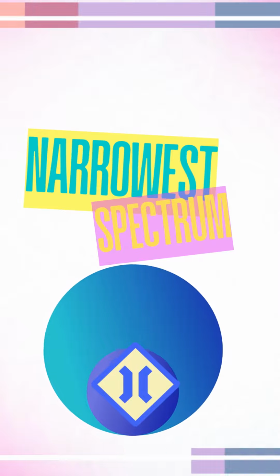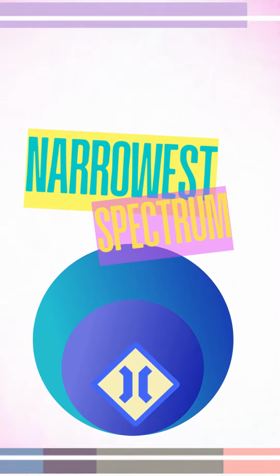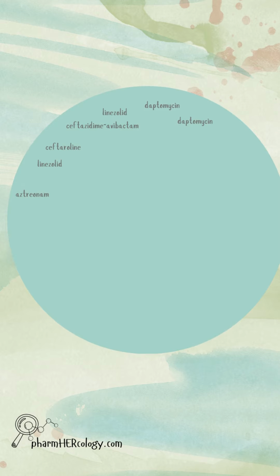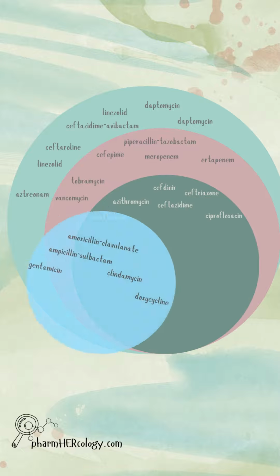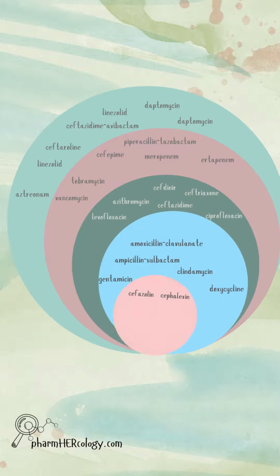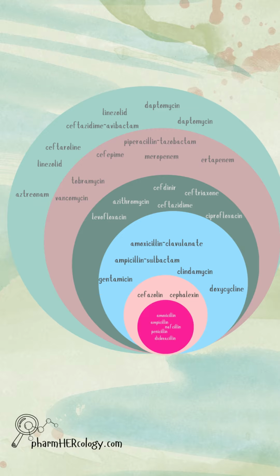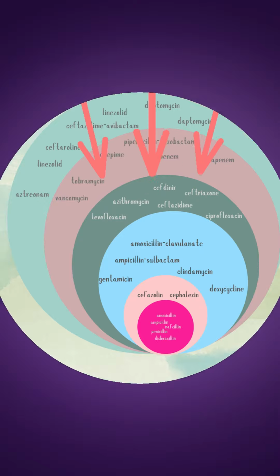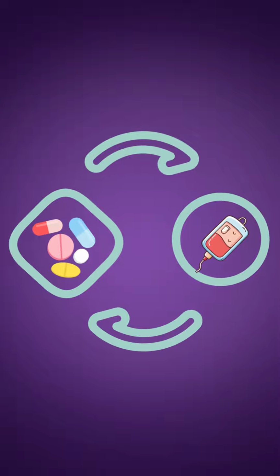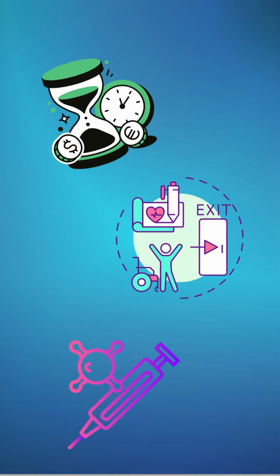Once you have your results, the goal is to choose the most narrow and specific coverage. A simple way to visualize the spectrum of antibiotic classes is to fit them into concentric circles with the narrowest option at the center. Of all the antibiotics reported as susceptible, choose the option that is closest to the center of the circles. The C&S results can also facilitate conversion from IV to PO, which saves money, reduces length of stay, and decreases the risk of infection.